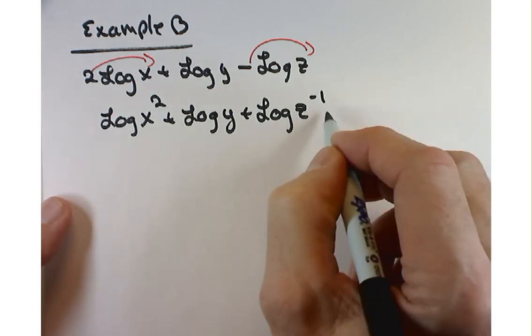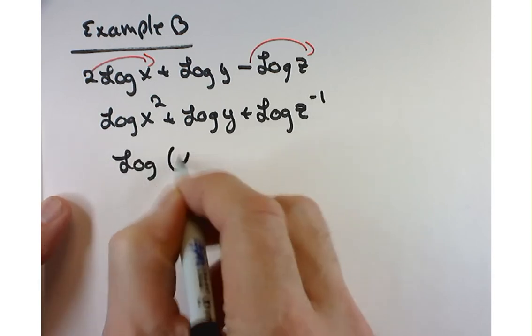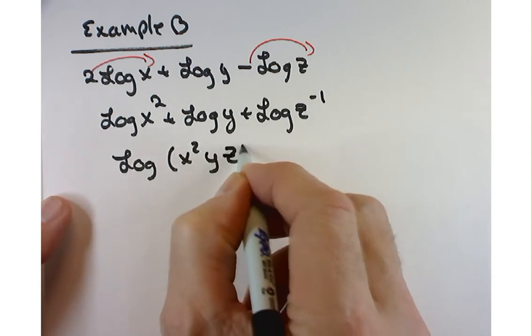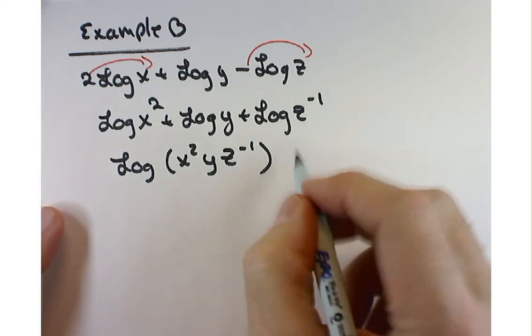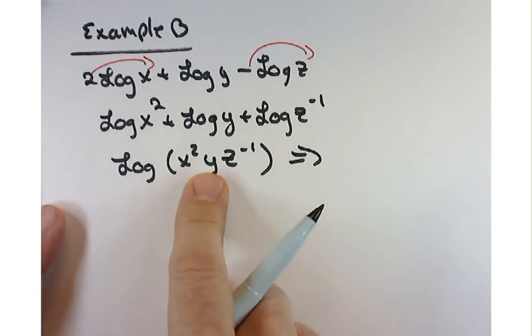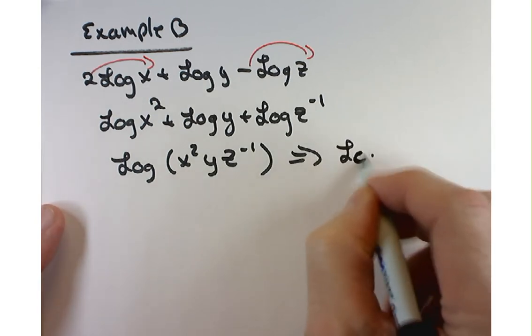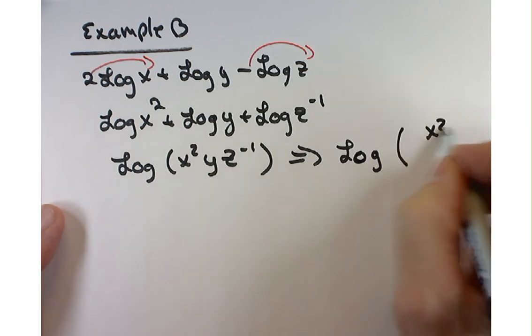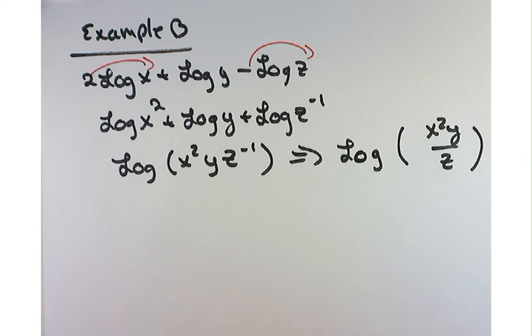I can rewrite this as log of x squared y z to the negative first power. Now, if WebAssign says write this using one logarithmic term, you're done. Let me give you a heads up. Your instructor is going to want one more thing. I'm going to want you to write it without any negative exponents. So the last step that you need to get full credit would be this: log of x squared y over z. Beautiful. That's all I'm looking for there.